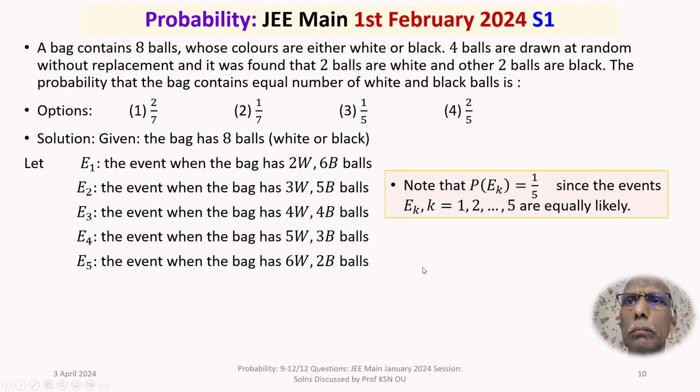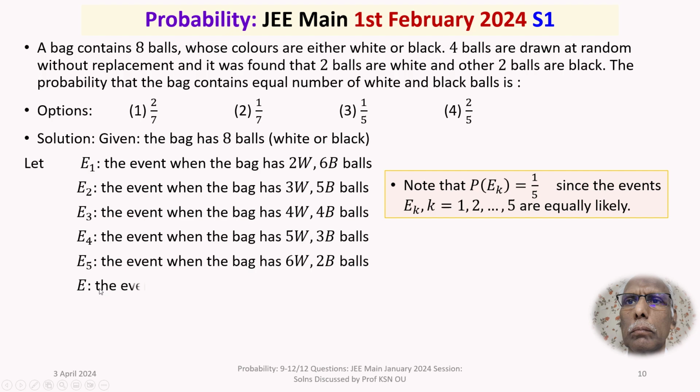Now note that what is the probability of Ek? E1, E2, E3, E4, E5. It is 1 by 5 because the events are equally likely. That is why we have taken. Suppose you write 0 white, 8 black, 1 white, 7 black, and all these, then you have to write the respective answers here. So we have considered only this as our sample space. So the probability of Ek is 1 by 5 because these events are equally likely to occur.